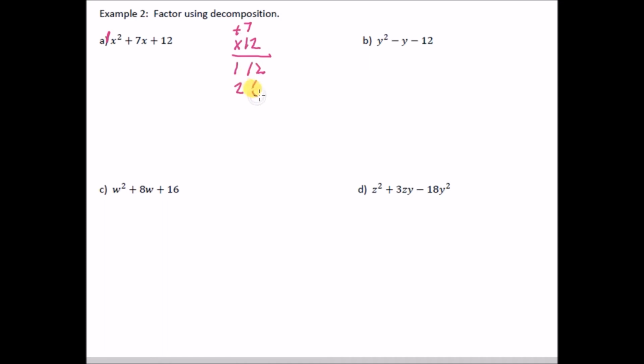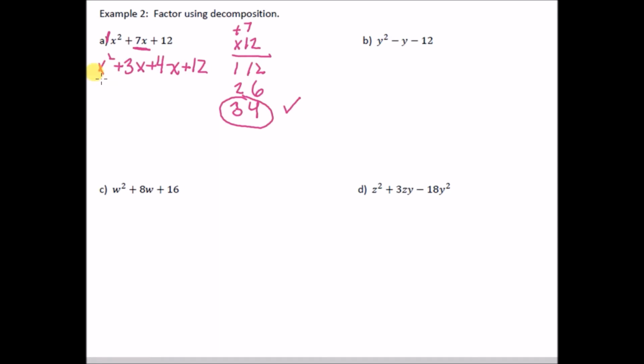1, 12, 2, 6, 3, 4. Which one of these adds to 7? This is 13, 6, 7, 8. So we have 3 and 4. These are our two factors here. So let's break down 7x into 3x plus 4x. That's our decomposition part of this question.